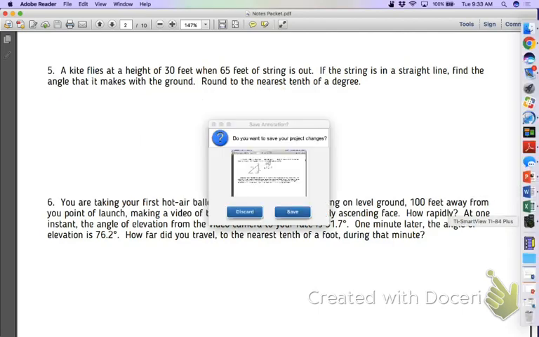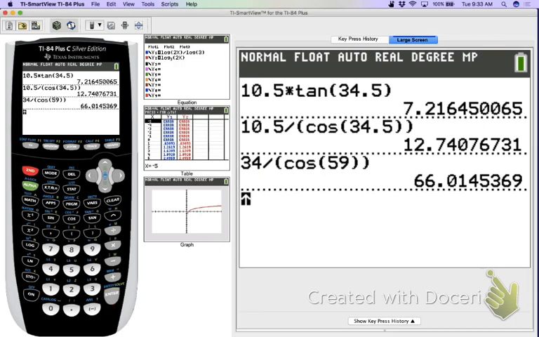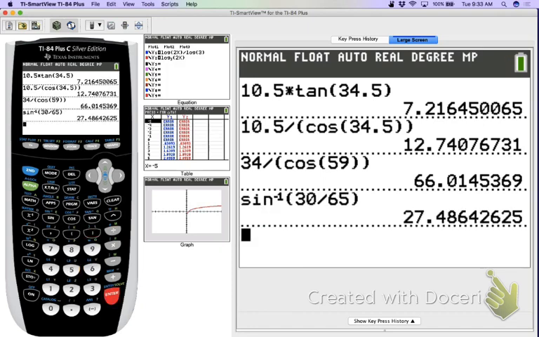I go to my calculator. I hit second, sine, 30 divided by 65. Close the parenthesis and hit enter. About 27, it said round to the nearest tenth, so 27.5 degrees. Again, I would draw a picture. It'll make things a lot easier for you, because that way you can see and you can actually write out what you have.